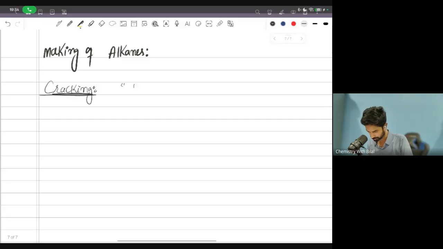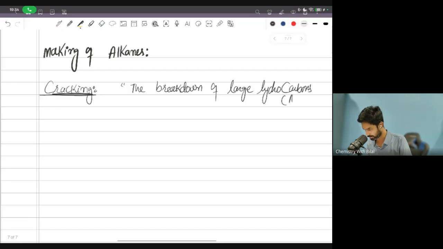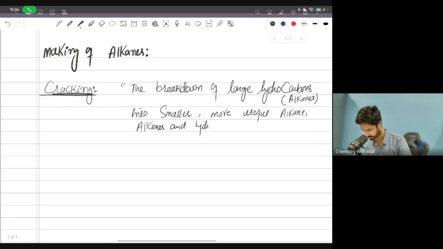So cracking is what? It's the breakdown of large हाइड्रोकार्बन्स. अच्छा, जो लार्ज हाइड्रोकार्बन है असल में वो भी एल्केन्स ही है. मजे की बात ये है, the breakdown of large alkanes, large hydrocarbon into smaller, more useful alkene and hydrogen gas under high temperature and pressure.